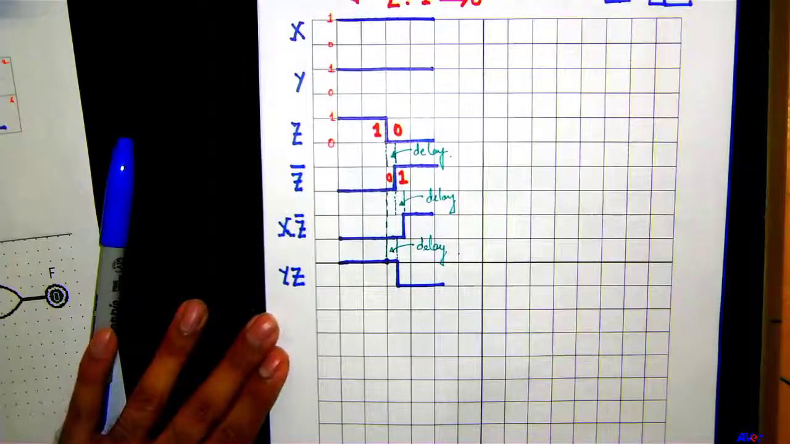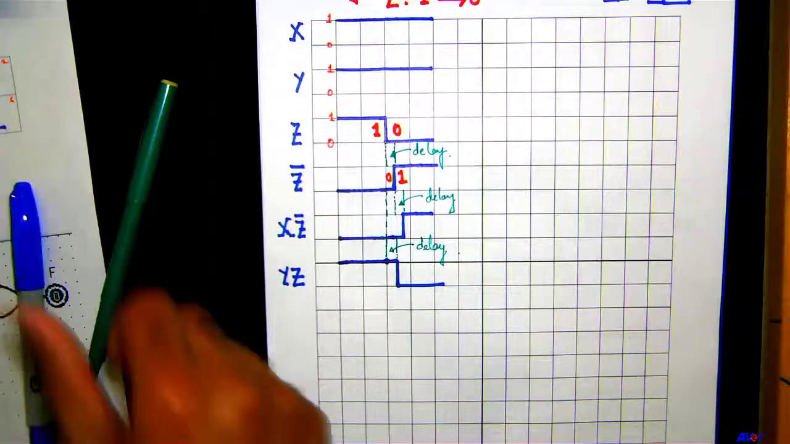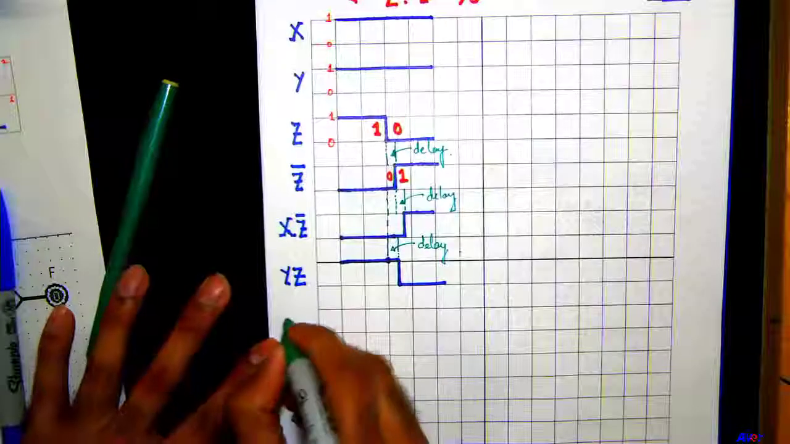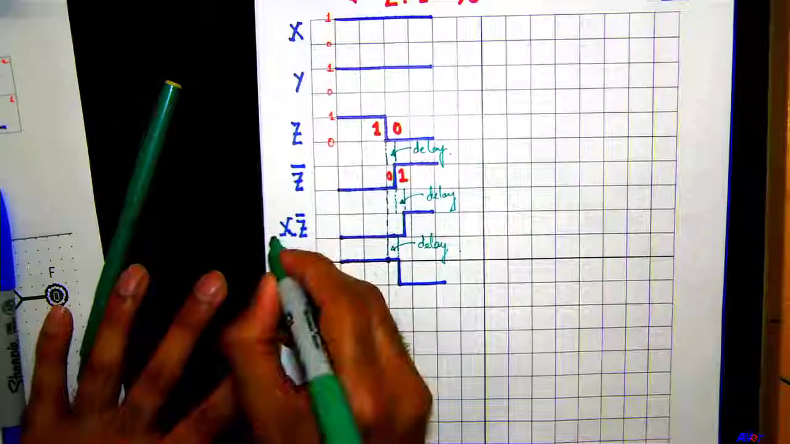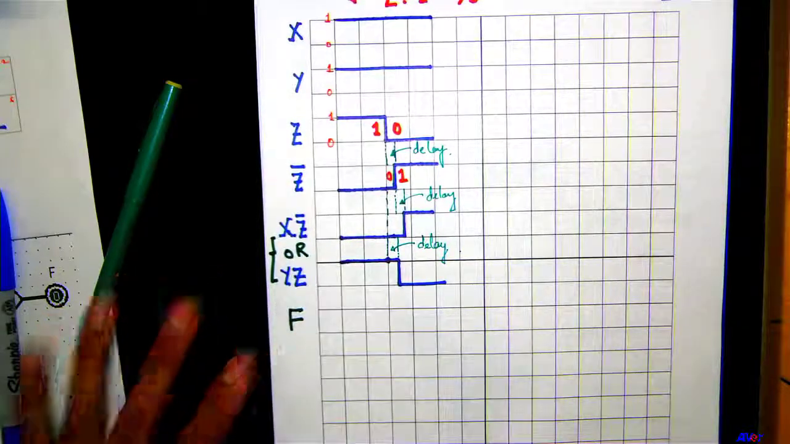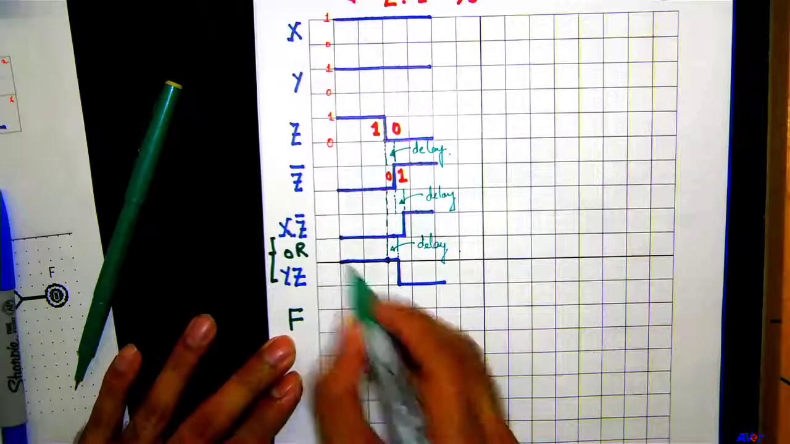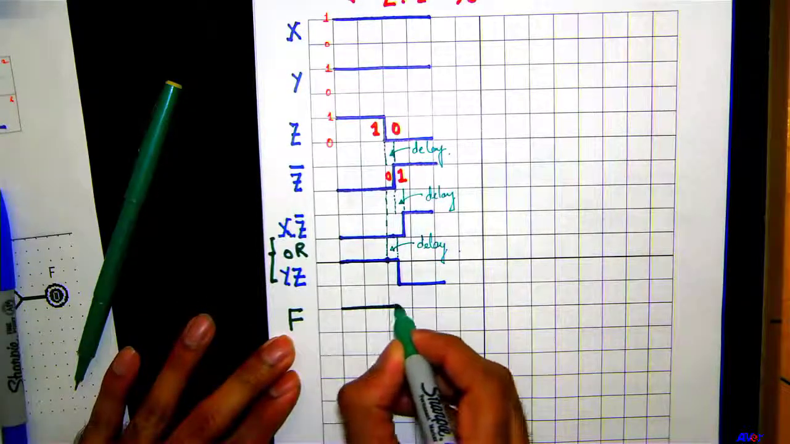Okay, all right. So we got everything. Now we're going to work on that F thing. F, which is basically an OR gate, correct? Any of the inputs is high, the output is going to be high. This is high, so it's going to be high all the way.